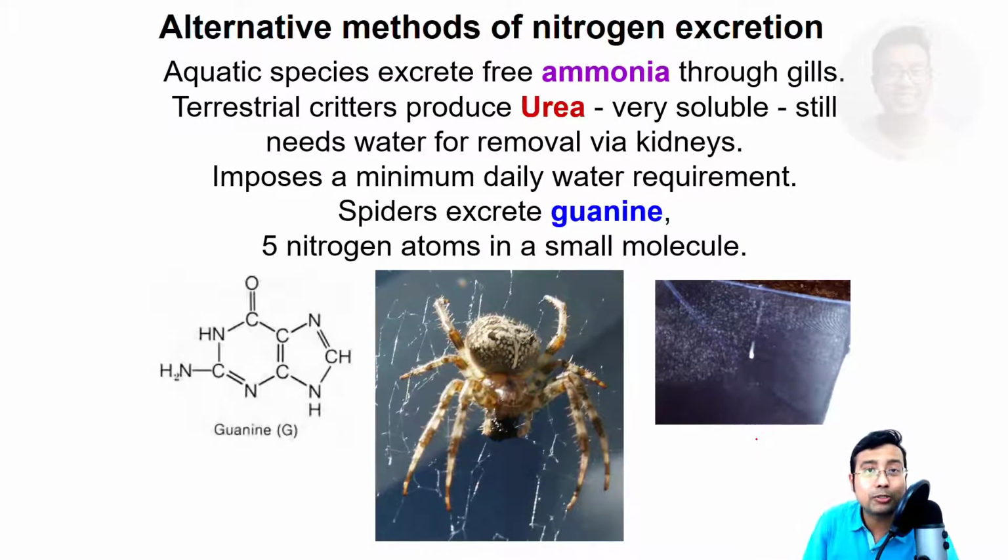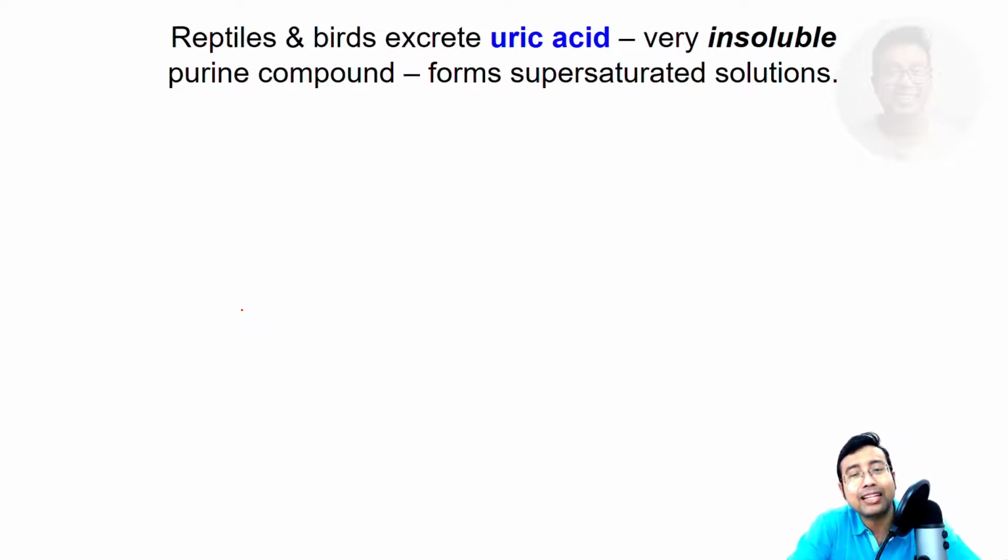For example, in case of spiders, they directly excrete guanine. It's a very effective way, right? Five nitrogen molecules are in one guanine. But in our case, we can excrete only two nitrogen in the form of urea, right? Reptiles and birds excrete uric acid. Uric acid is actually a very insoluble purine compound.